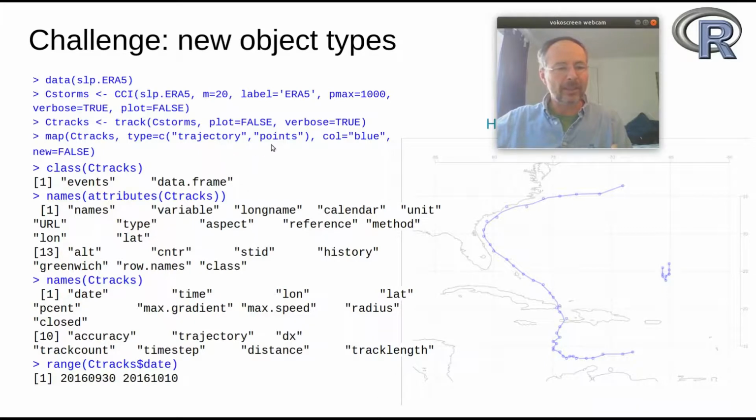If we look at the class of this object, it's an events class, but it also belongs to the data frame. And the names of the attributes, you can see it has variable, long name, calendar, and so on. But since this is a data frame, the data itself contains more than one type. So if you look at the names of the sea tracks, we see it contains date, time, longitude, latitude, pressure, the center, maximum gradient width, and so on.